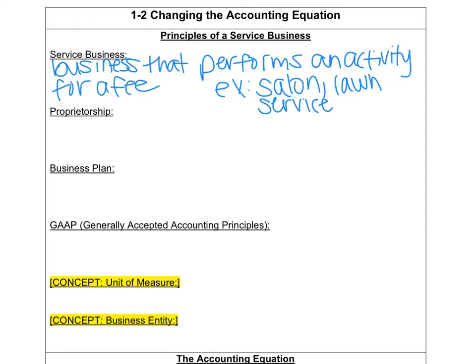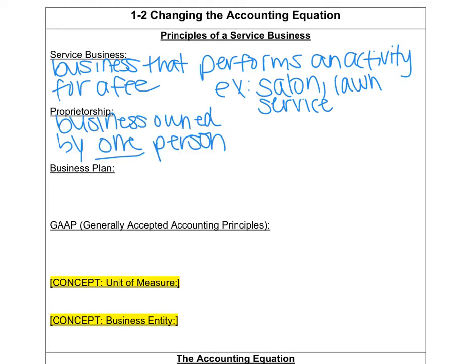Okay, now let's talk about a proprietorship. A proprietorship is a business owned by one person. Sometimes it's called a sole proprietorship. And let's talk about the advantages and disadvantages of being the only person to own a business. So if you're the only owner of a business, you get to take home the full profit. You don't have to share it with anybody else. But at the same time, you're also responsible for all of the expenses and liabilities or bills that come up with the business as well, okay?